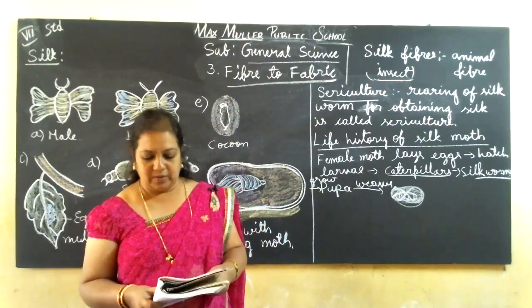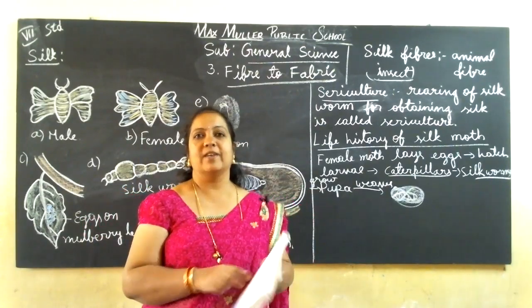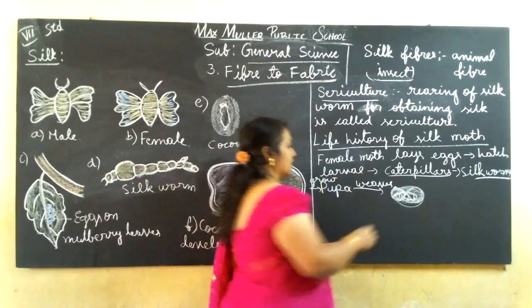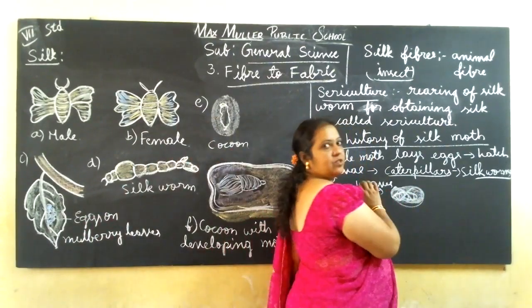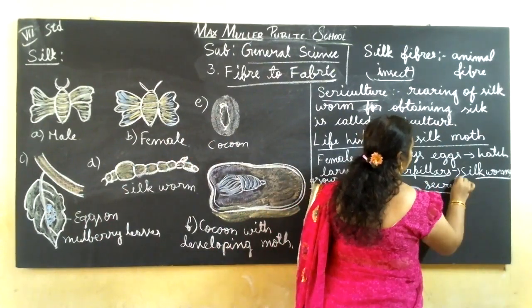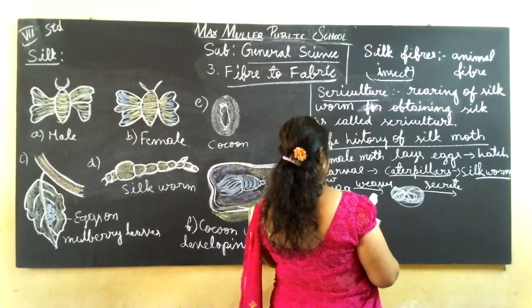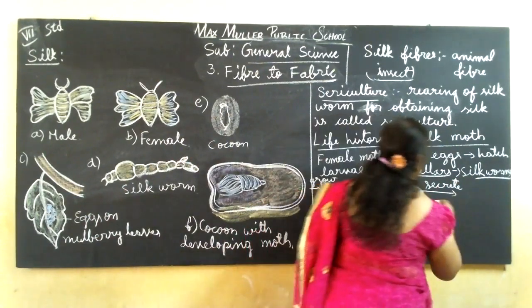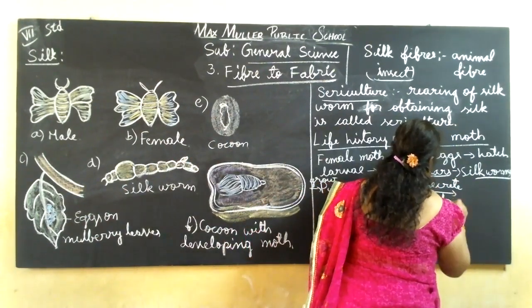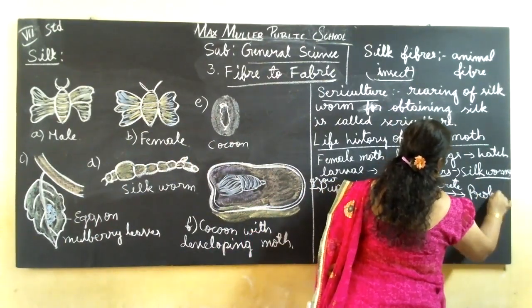During these movements of the head, the caterpillar secretes a fiber made of protein. So this movement when it is doing, it is secreting. What is it secreting? Fiber, which is made up of protein.